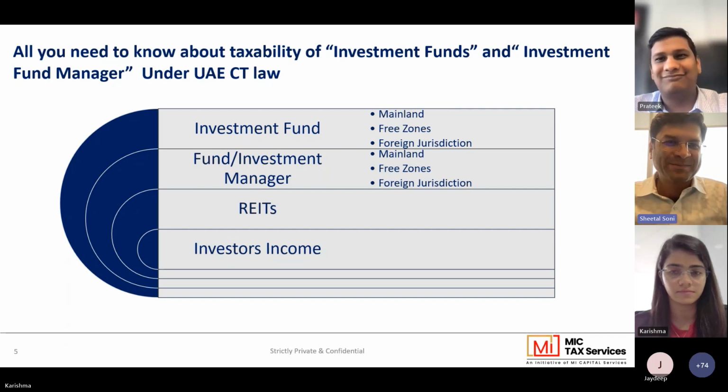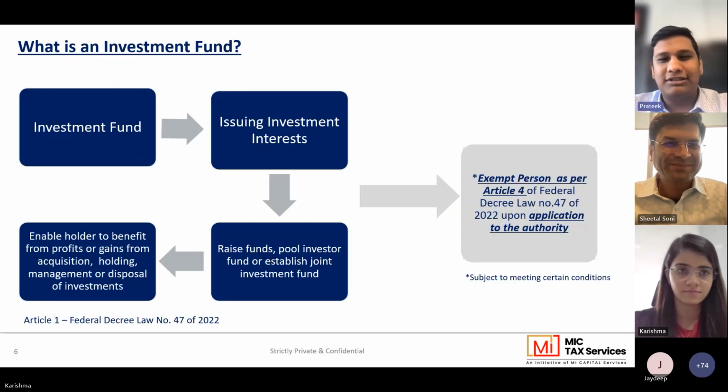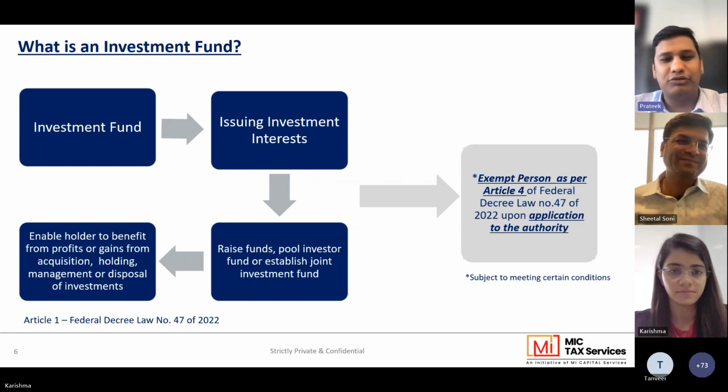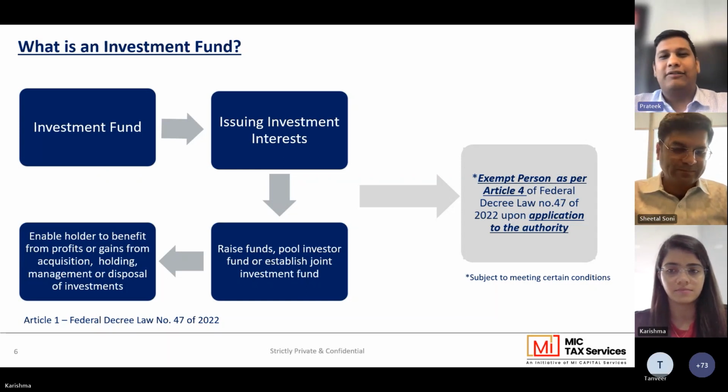Over to you, Prateek. Thank you so much, sir, and a warm welcome to everyone who's been part of this session. So this is divided, like sir said, into investment funds, investment fund managers, and REITs. We will cover investment funds gradually in the first part.